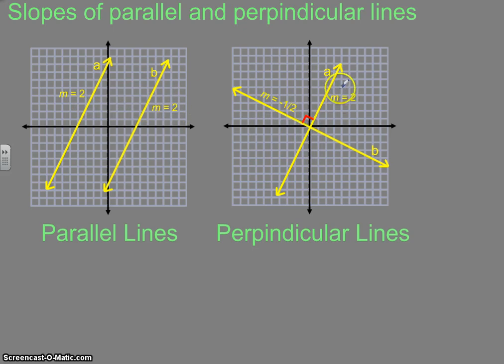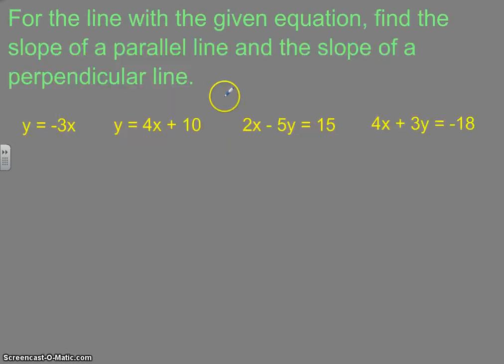With perpendicular lines, the slopes are the negative or the opposite reciprocals. Okay, let's look at the next step. For the line with a given equation, find the slope of a parallel line and the slope of a perpendicular line. Well, this one's pretty easy. The slope of a parallel line would be -3. We'll just call that parallel lines. Okay, so that would be -3.